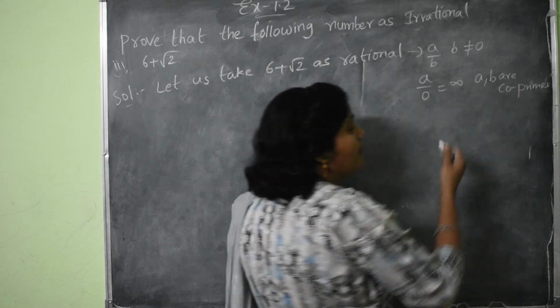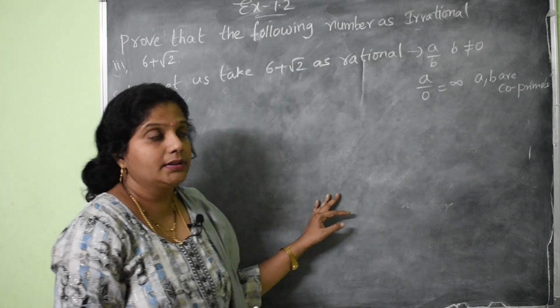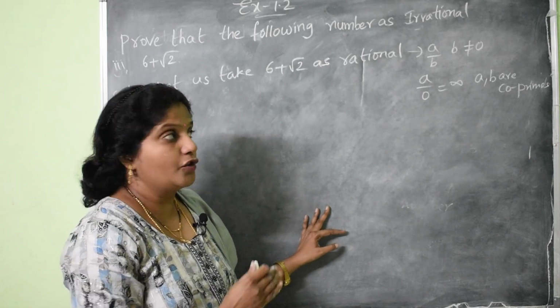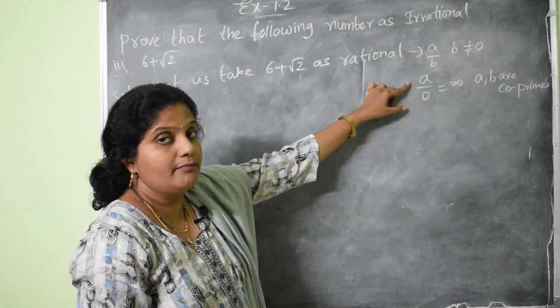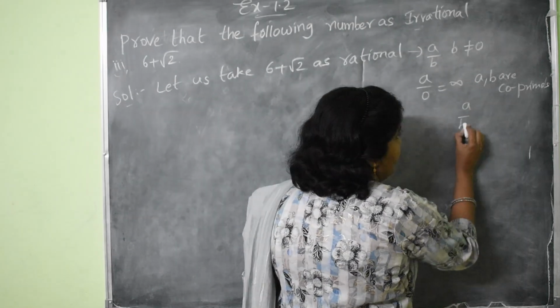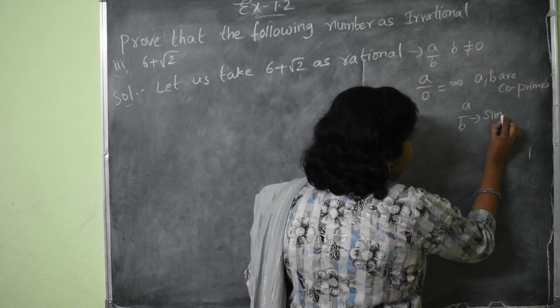That means a, b should be in the simplest terms. So after division, whatever value we got, that value should only be present here, a by b. So a by b are co-primes means that a by b should be in the simplest form or simplest terms.